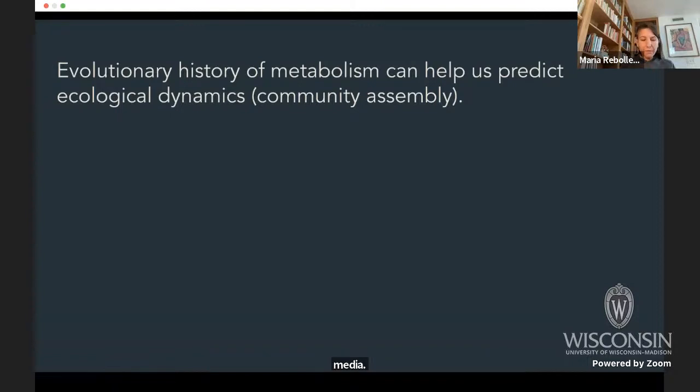So from this work, I think what we can see is that the evolutionary history of metabolism, these constraints generated by the architecture of the central metabolism, and then the specialization in glucogenic and glycolytic groups can help us predict ecological dynamics of community assembly.